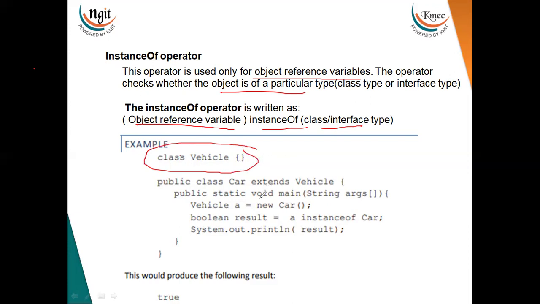In the example, you can see I'm taking a class Vehicle, right? In this class, I just opened and closed it. Now I'm taking one more class, Car class, which is extending Vehicle. Now I'm taking the main method. I'm creating an object for the Car class. Now I want to know whether A is an object of Car or not. A is the object reference, instance of the class. If it is an object of Car, then it returns true, otherwise it returns false. Here, this A is an instance of this Car class, that's why it is returning true. Otherwise, it will return false. This is all about the instanceof operator.